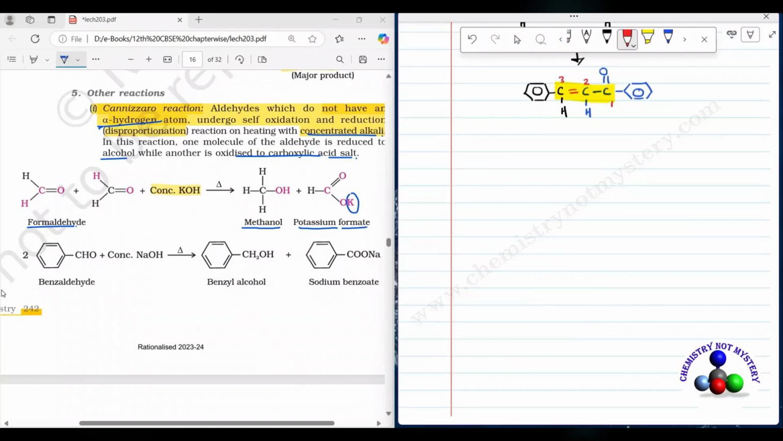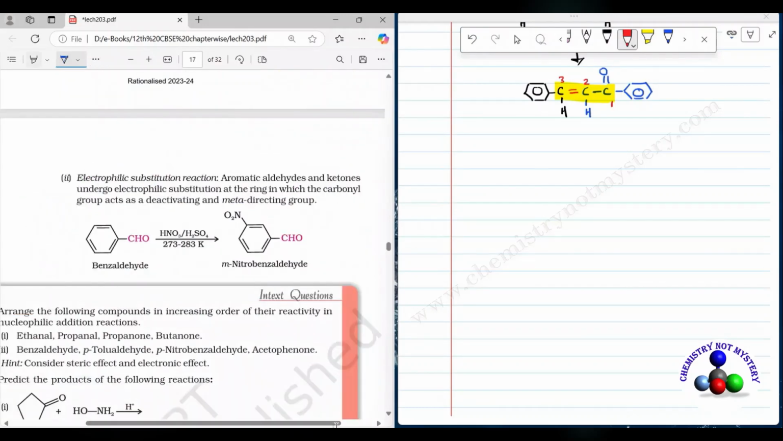And there is another example, benzaldehyde. In benzaldehyde, the carbon to which the aldehyde functional group is bonded is the alpha carbon and it doesn't contain any hydrogen. So it can undergo the Cannizzaro reaction with concentrated NaOH. One benzaldehyde gets reduced to benzyl alcohol and another benzaldehyde gets oxidized to benzoic acid. But because of the presence of strong base NaOH, it converts into the sodium salt of benzoic acid. The name of the sodium salt of benzoic acid is sodium benzoate. Now come to the next reaction.